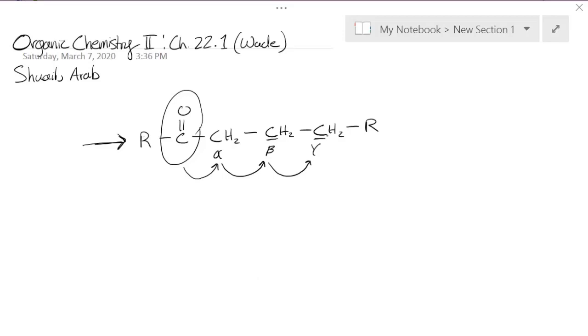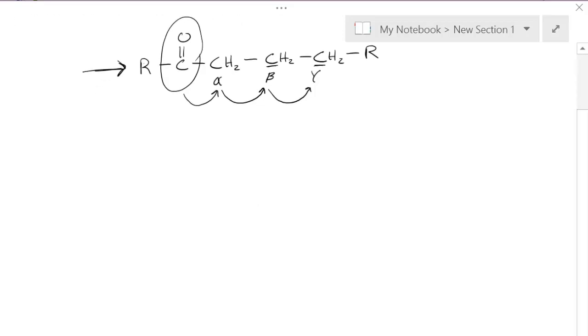Now it's important to realize which carbons you're dealing with because the alpha, beta, and gamma and other carbons have unique properties based off of their proximity to the carbonyl compound. But for this video, we're going to focus mainly on the alpha carbon. So let's look at another example. Let's redraw that.